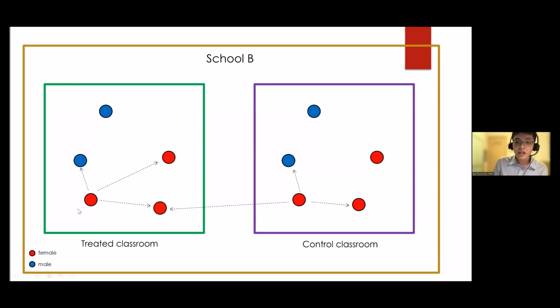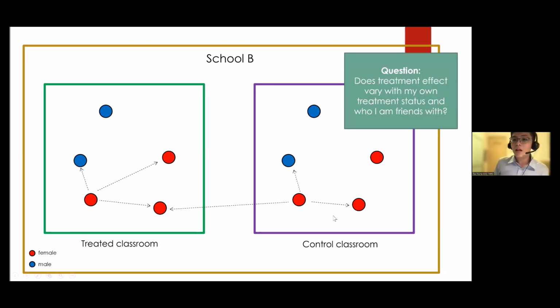As we can see here, in this case, the focal student on the right has a friend who is outside of her classroom but under the same school. Then it's not entirely clear from Kim et al. whether or not the treatment effects are different in the first case and in the second case for this particular focal student. So my research question is basically whether or not the treatment effect varies with my own treatment status, whether or not I'm in a treated classroom or a control classroom, and who I am friends with at baseline.